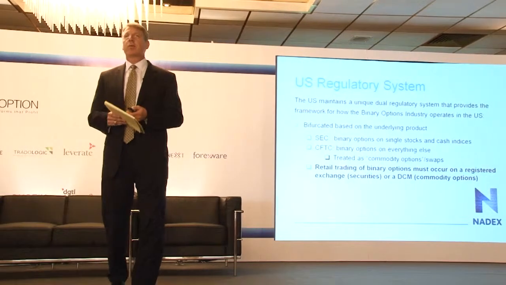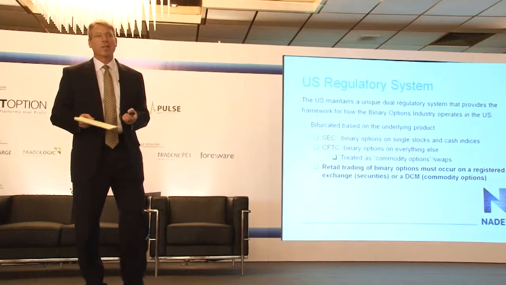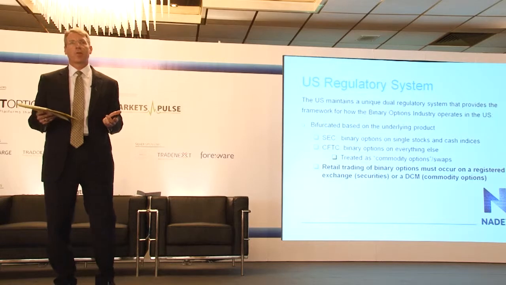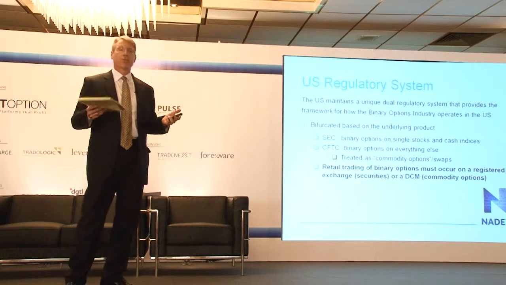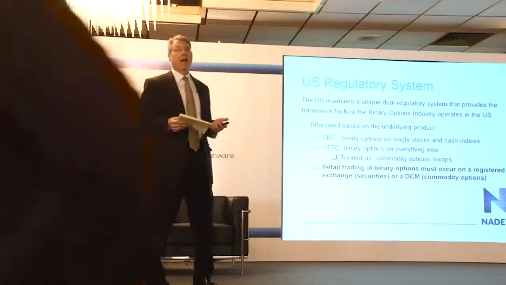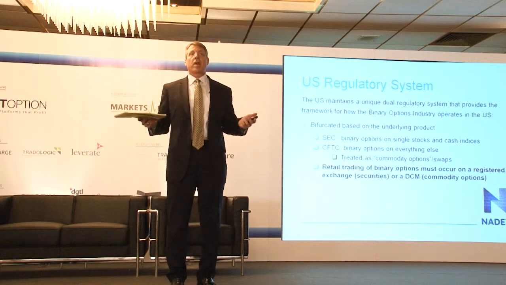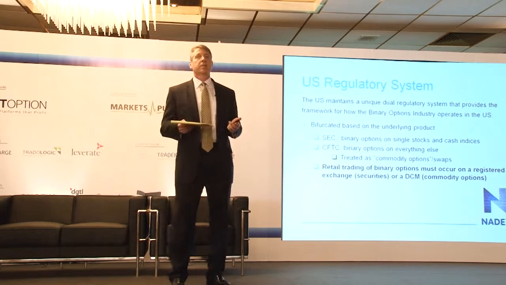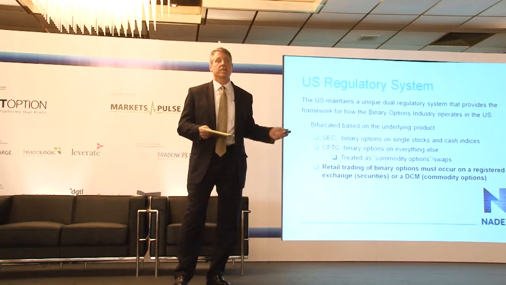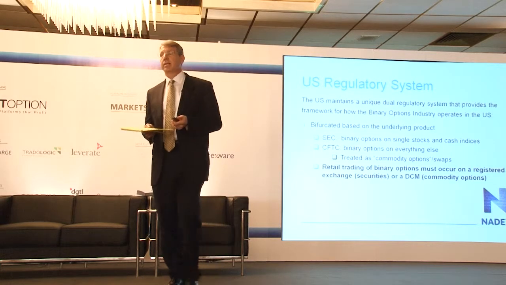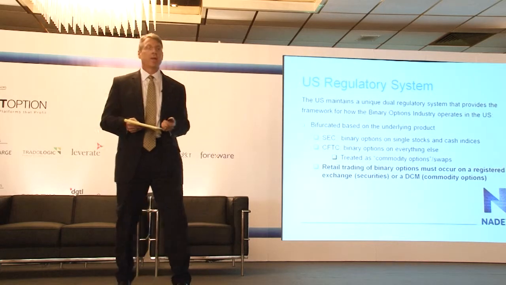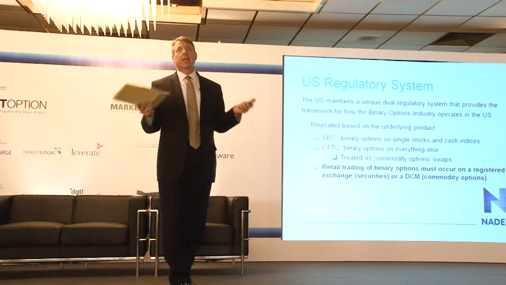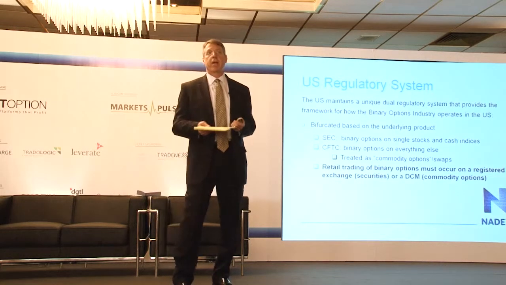So as I said, I'm going to focus on the regulatory environment in the U.S. and really to understand how things work in the United States, you have to start with a general understanding of a rather unique regulatory environment. We have a bifurcated system that's based on the underlying product that you're offering. So if you're dealing in something that involves single stocks or cash indices, you're subject to regulation by the Securities and Exchange Commission, the SEC. If you're offering something based on almost anything else, it's regulated by the CFTC, the Commodity Futures Trading Commission.